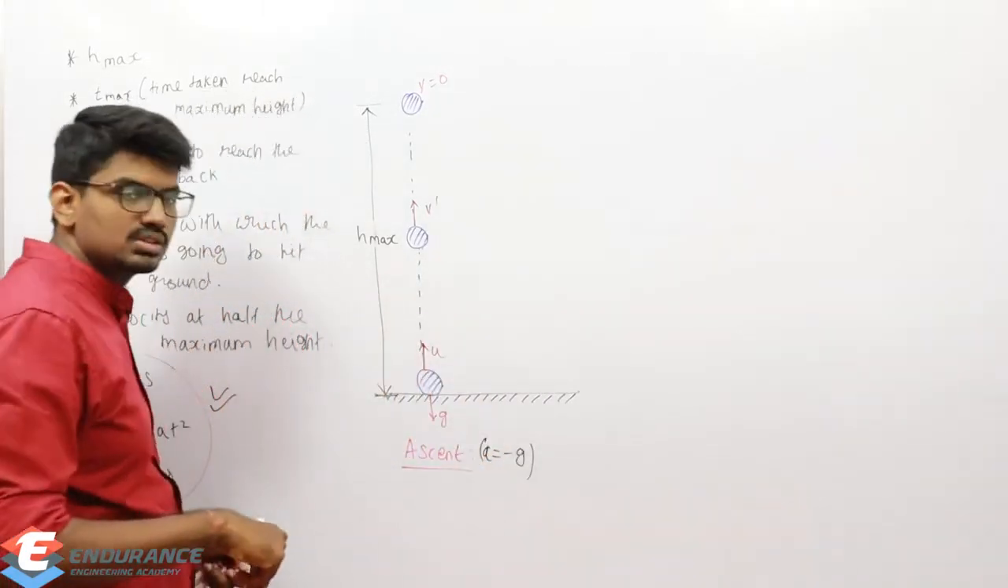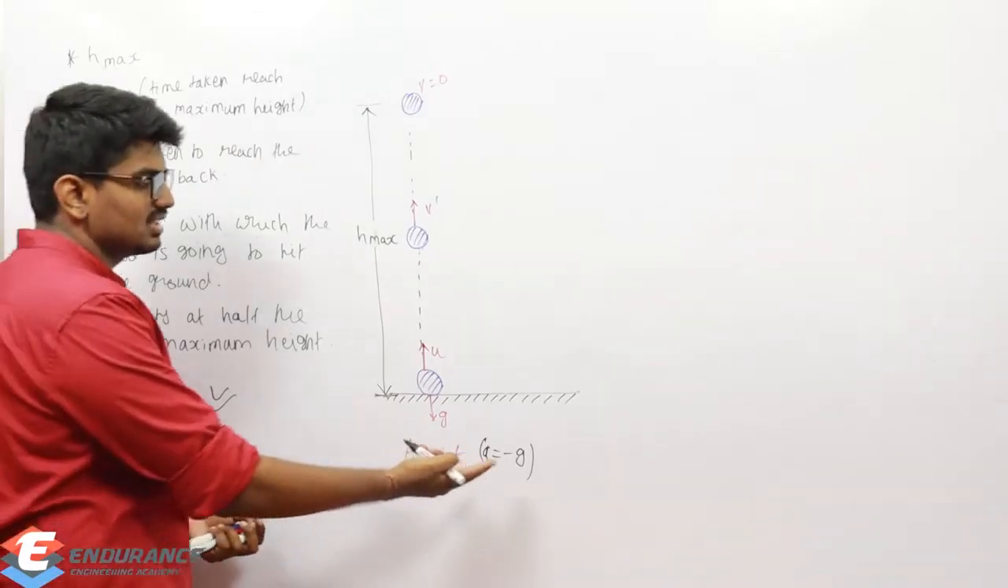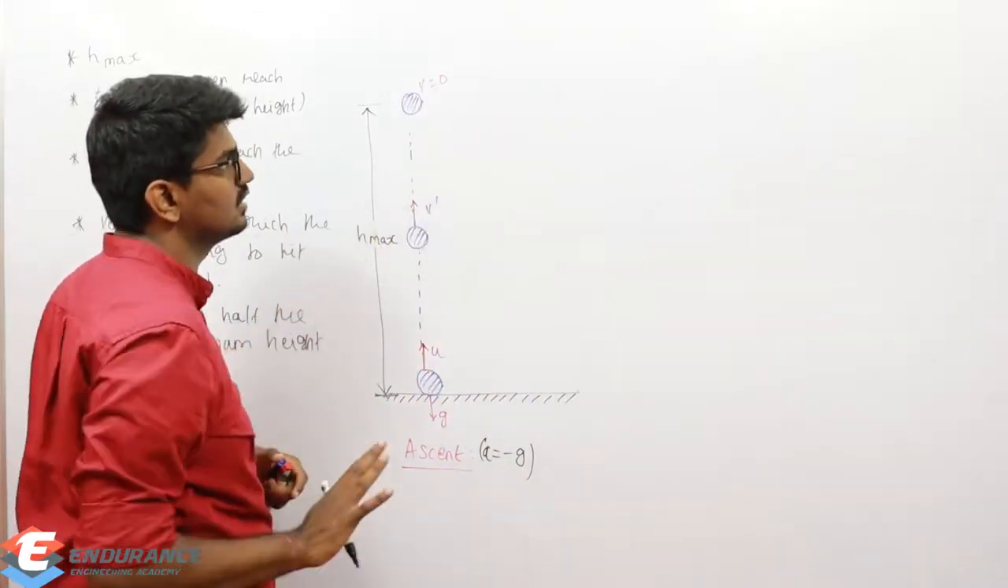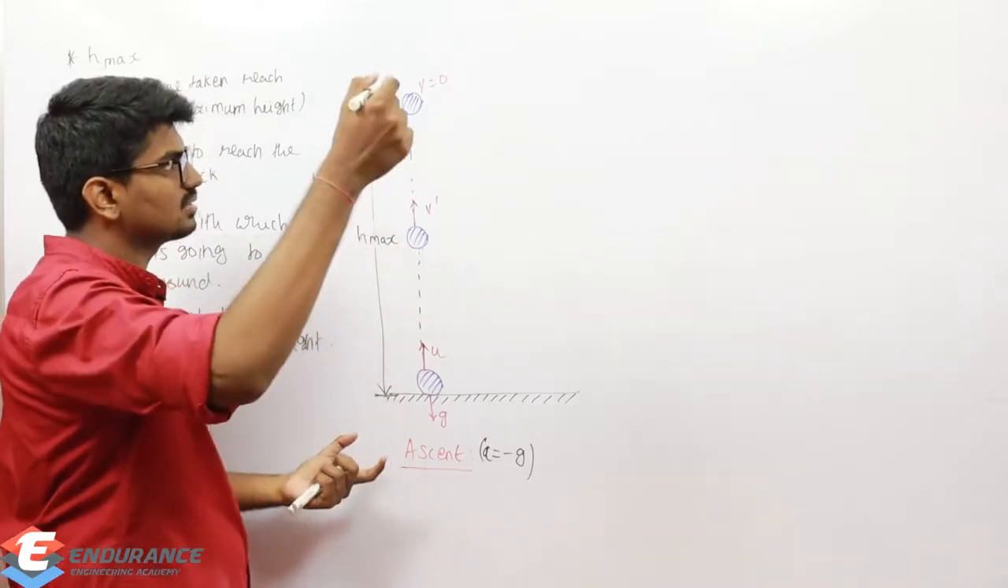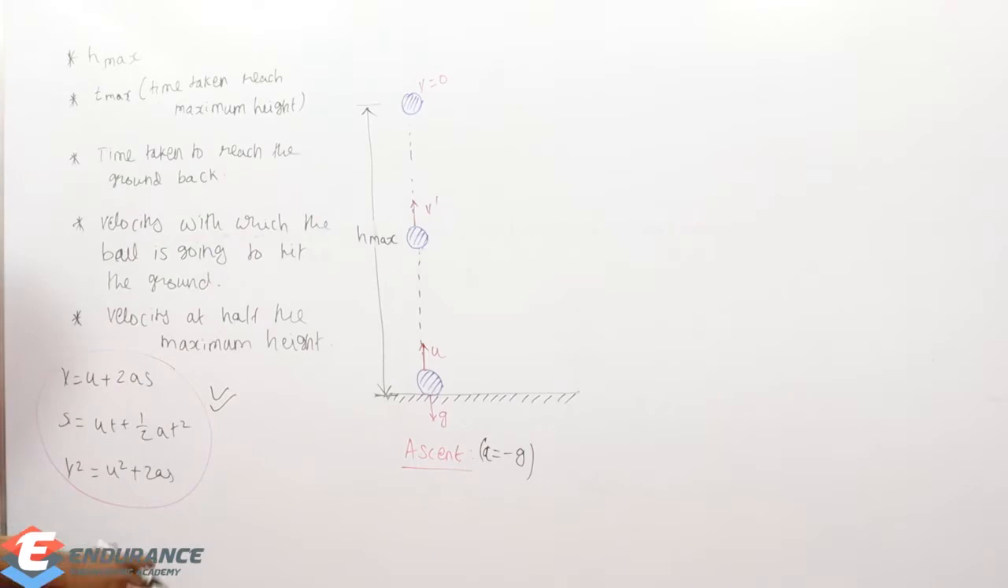Okay, that is going to oppose the motion. So out of these three, which equation can I use? Very simple. We know acceleration, we know initial velocity, and we know the final velocity, that it will reach zero. Obvious, right? Once it reaches maximum distance, it will be zero. Again, it will come back. So we can use a time independent equation, because we don't know time. So the time independent equation is this, right?